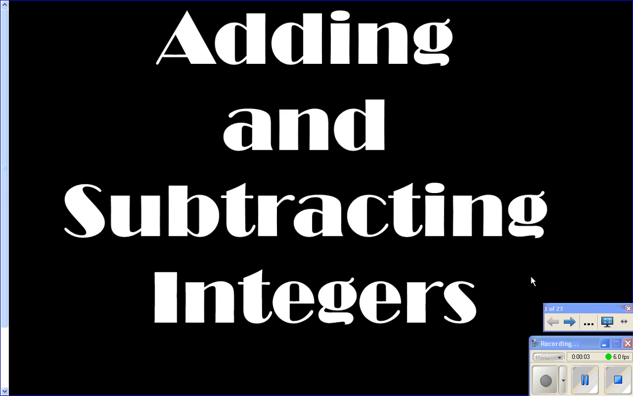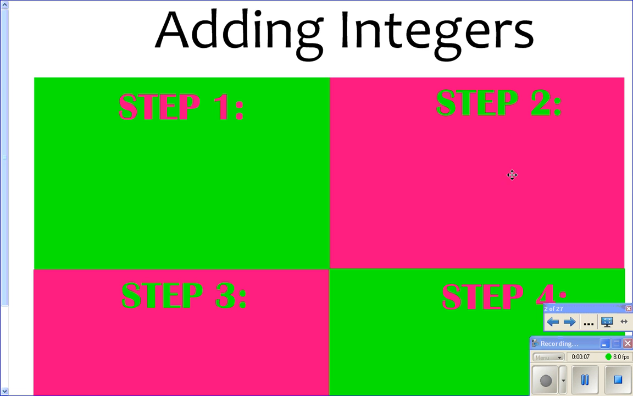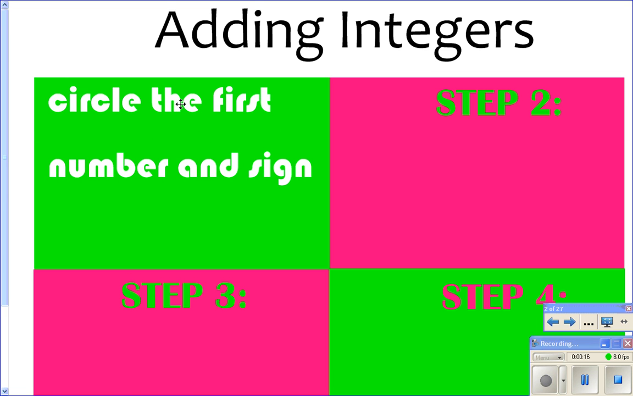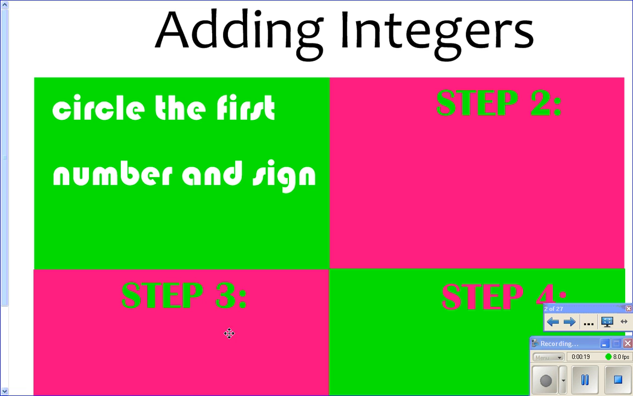The adding and subtracting integers lesson. Today you will be able to add and subtract integers. So the first step that we need to do for adding and subtracting is to circle the first number and the sign.